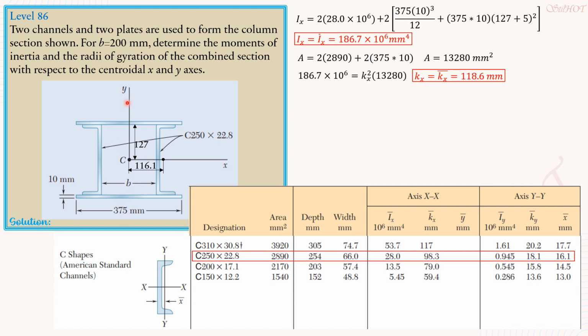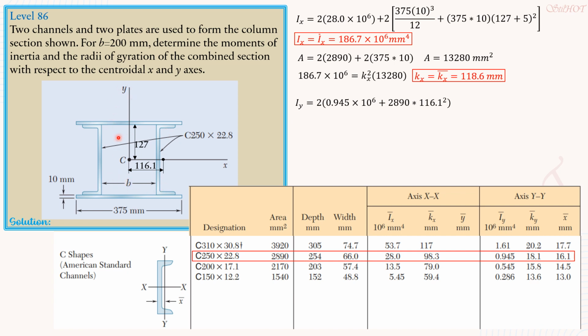Likewise, for the moment of inertia with respect to the y-axis, for the rectangular plates there's no need to transfer because the y-axis is also their centroidal y-axis. So for the two rectangular plates, it's just 2 times 375 cubed times 10 over 12. But for these channels, we have to transfer their individual centroidal moment of inertia with respect to the y-axis, then add area times distance squared, where the distance is already indicated, 116.1. So Iy equals 2 times 0.945 times 10 to the 6 plus area 2890 times distance 116.1 squared. That's for the two channels.